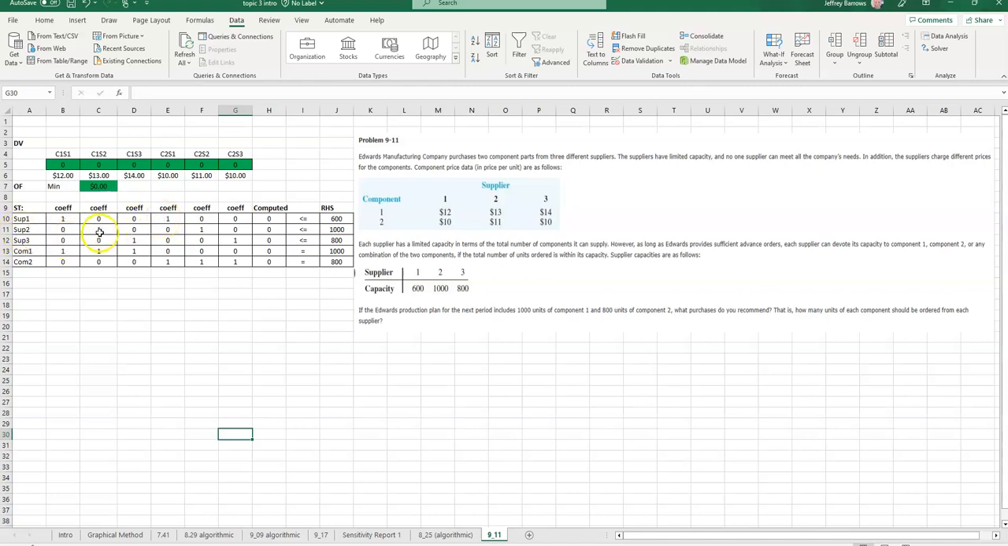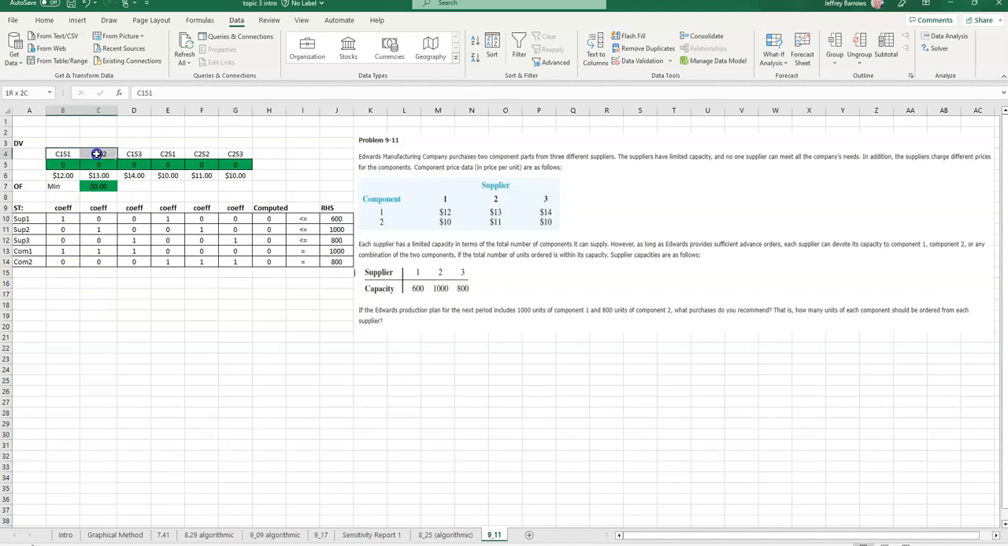Second row here, number of type 1 components from supplier 2, plus number of component 2s from supplier 2. Same thing for 3. So these first 3 rows line up with the suppliers. And then notice the final constraints here are that the next period, we need 1,000 component 1s.